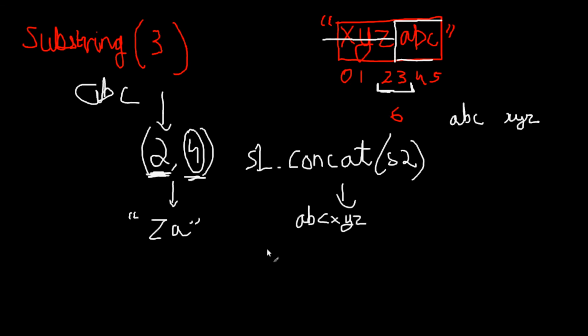There's a simpler way of doing this without using a function, and that's simply doing S1 plus S2. This plus operator gives you a new string. It just adds the two strings. So S1 plus S2 will also give you the concatenated form of ABC and XYZ.